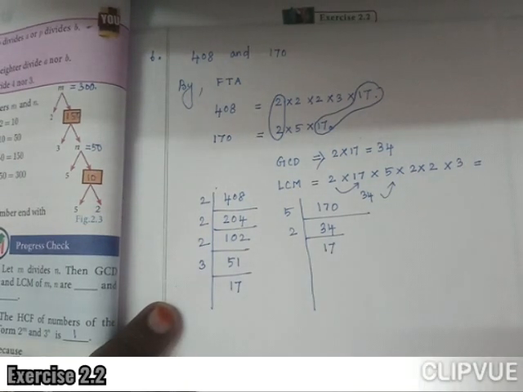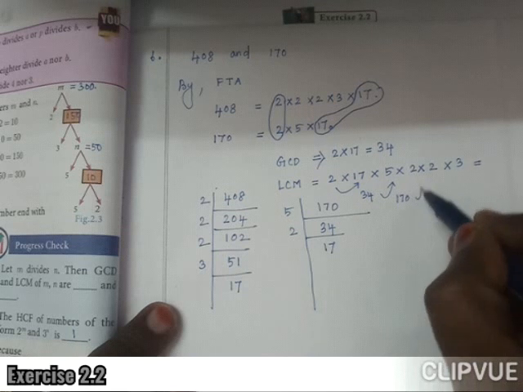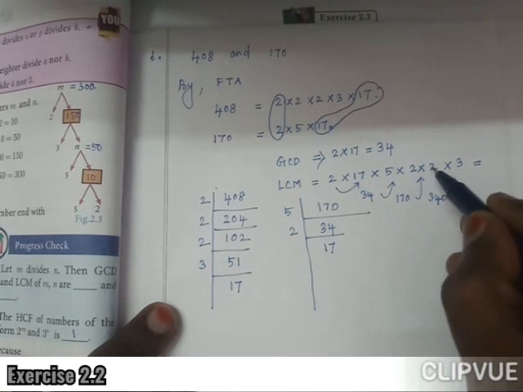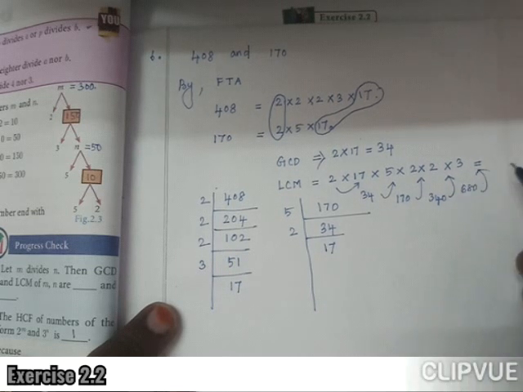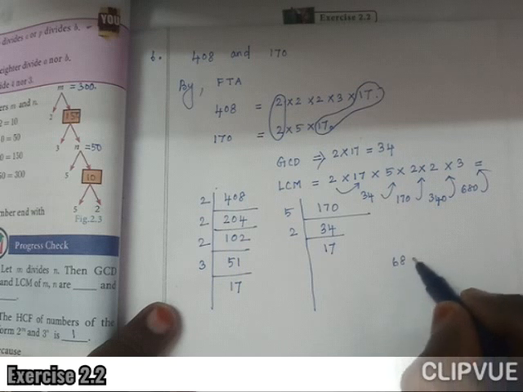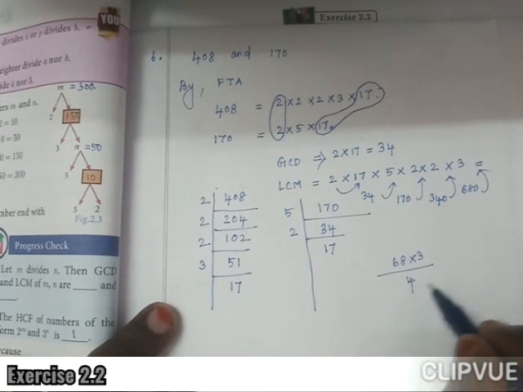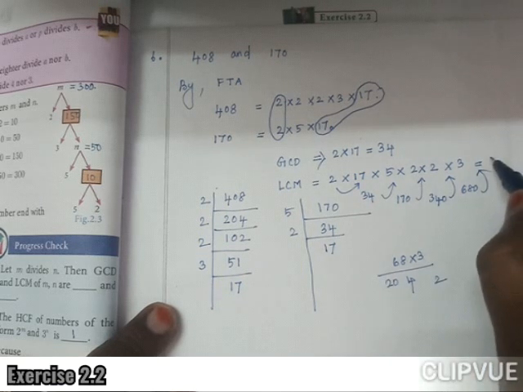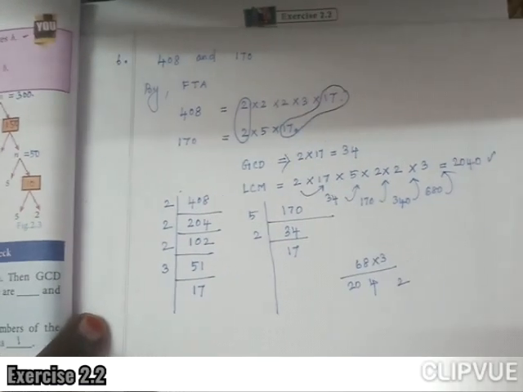5 into 30 is 150, 4 into 5 is 20, so 170. 170 into 2 is 340. 340 into 2 is 680. 680 into 3: what is the answer? 3 eights are 24, remaining 2. 3 sixes are 18, plus 2 is 20. 204. So 2040. This is the LCM.